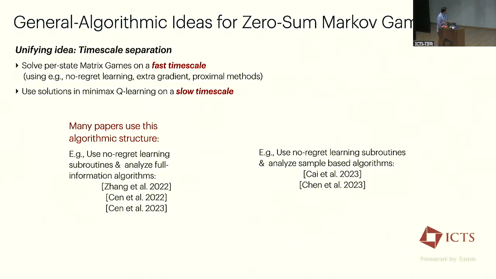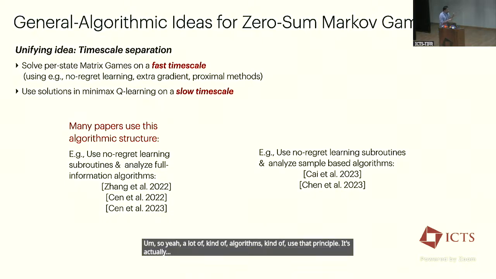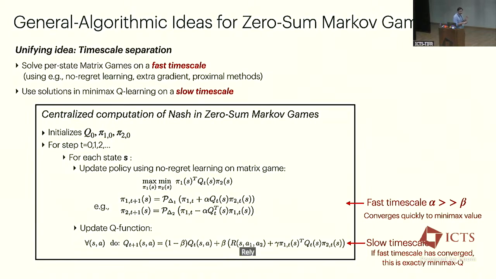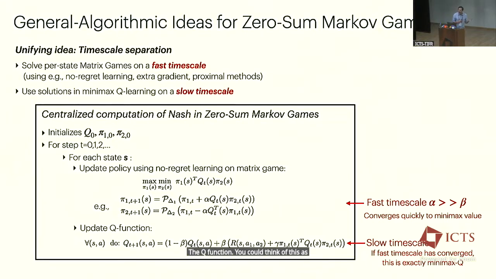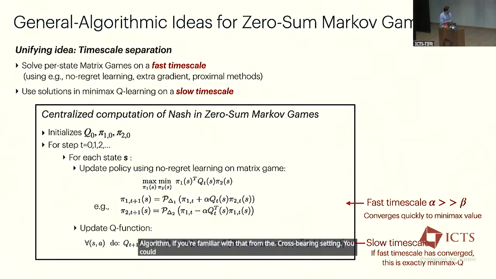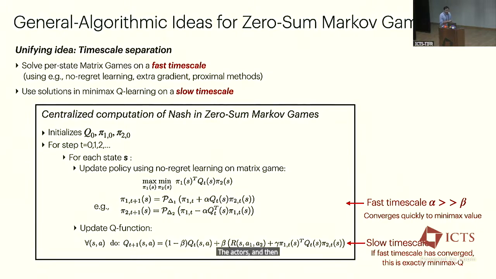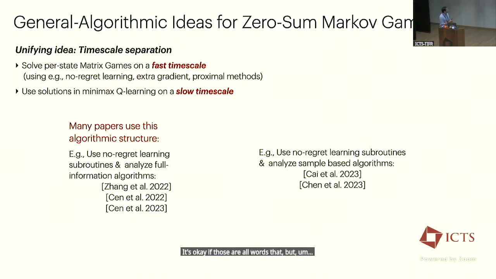Great. So a lot of algorithms use that principle. I'd say actually almost all the algorithms that we know that have strong convergence guarantees in zero-sum Markov games rely on this principle here of very quickly solving the matrix games, very slowly updating the Q function. You could think of this as an actor-critic algorithm if you're familiar with that from a more reinforcement learning setting. You could think of these as basically being the actors and then this being the critic, or a very slowly varying critic. It's okay if those are all words that you don't know.